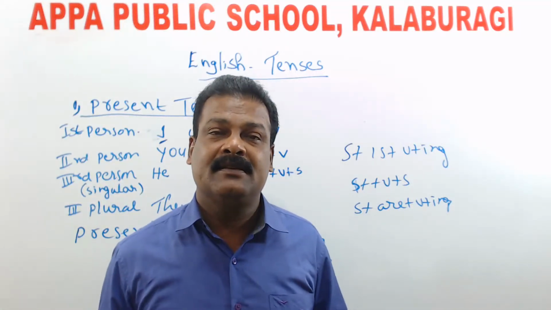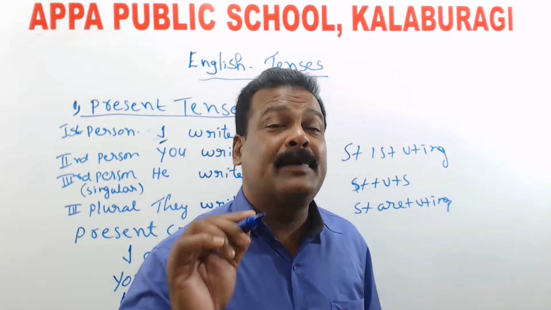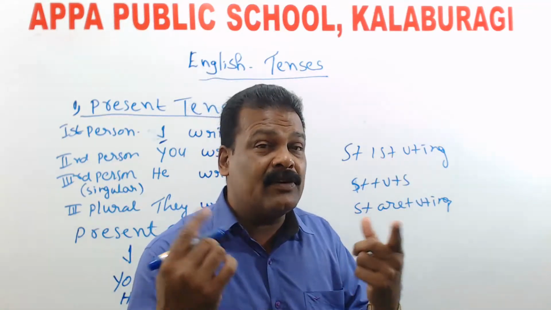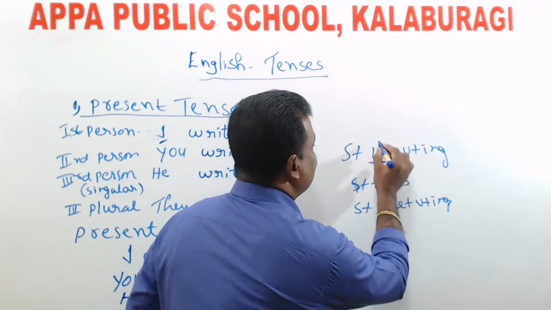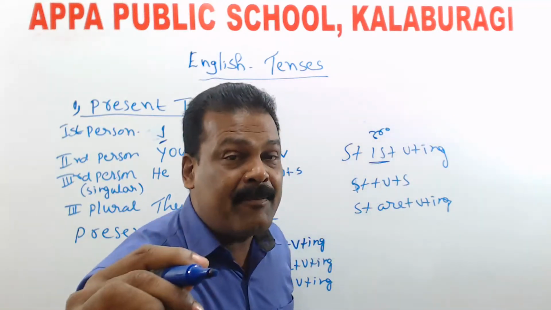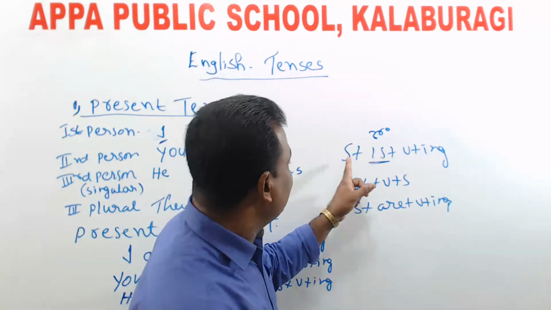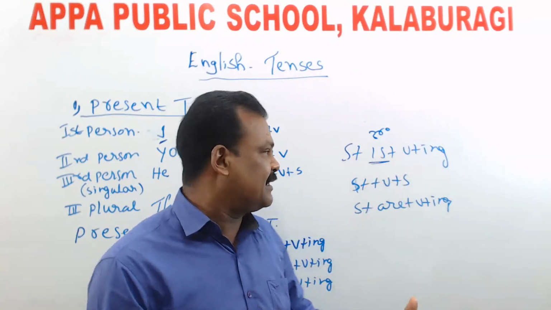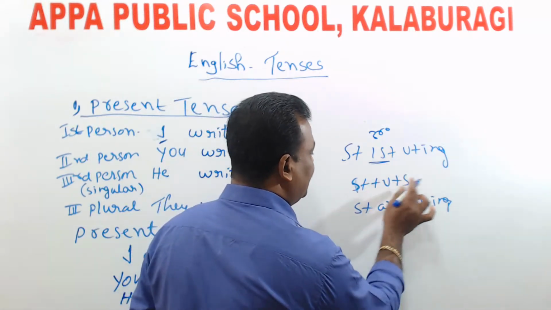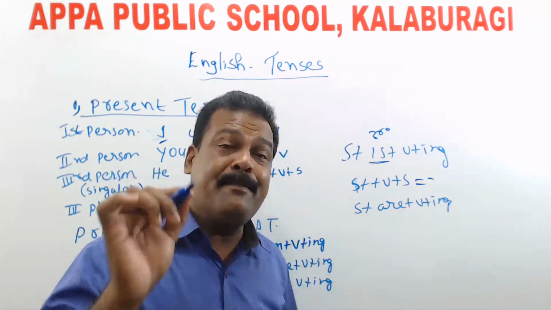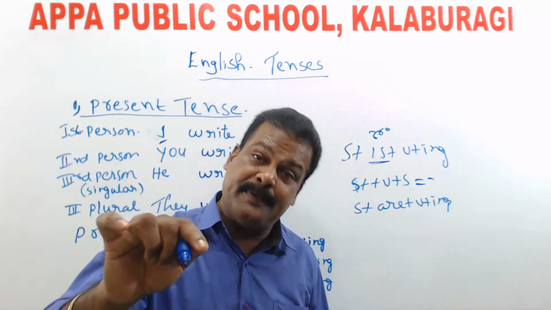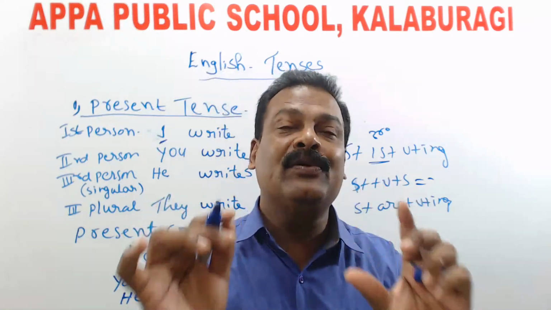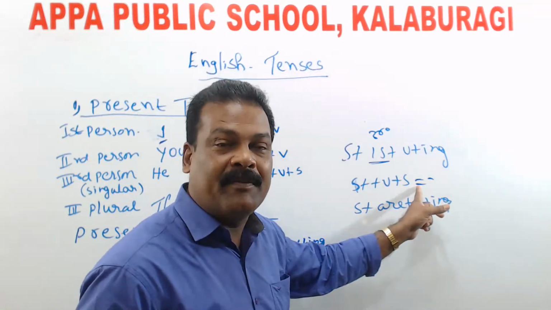Which tense? Very good. Present continuous tense. Which person? First person, second person, or third person? Is third person. See, I am writing, you are writing, he is writing. So by seeing this is, you know it is third person. Second one, you see, subject plus verb plus s. What is this? This is simple present tense, third person singular. Only in third person singular you can find s form.